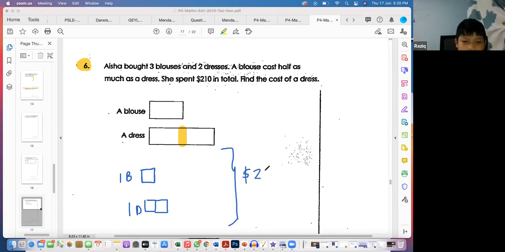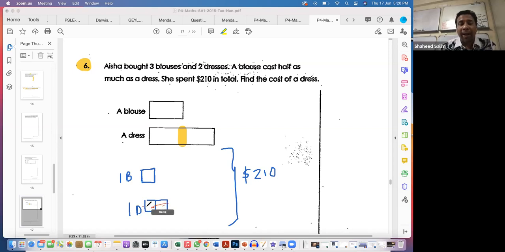You say this is one dress, but this is two. Yeah, this is two. One dress is 2 units. One blouse is 1 unit. Then down here they say what? You can see it. One dress is 2 units. One blouse is 1 unit.